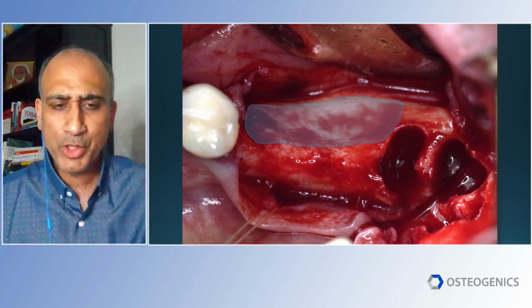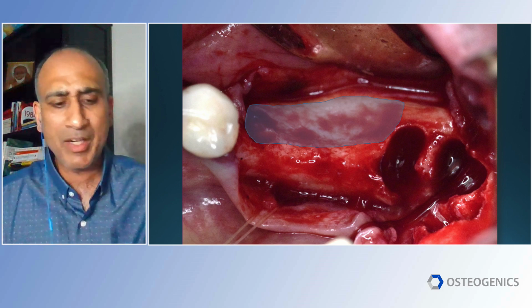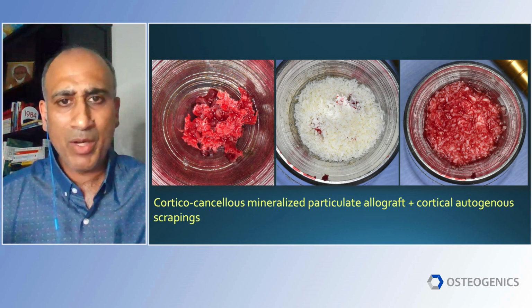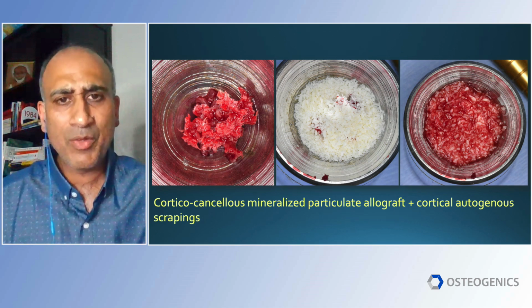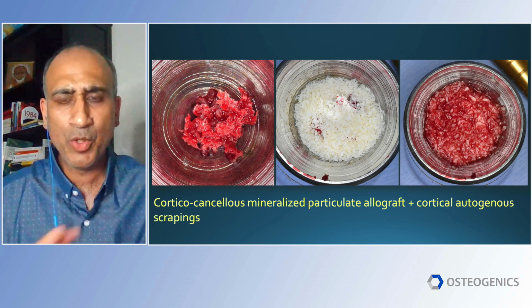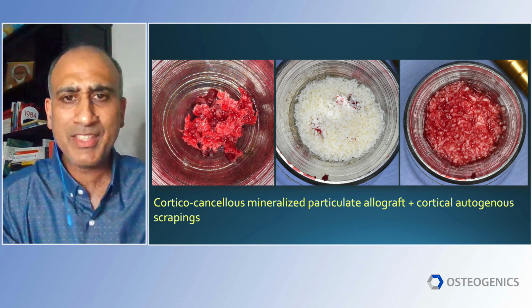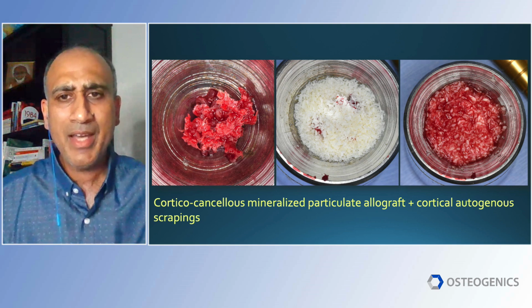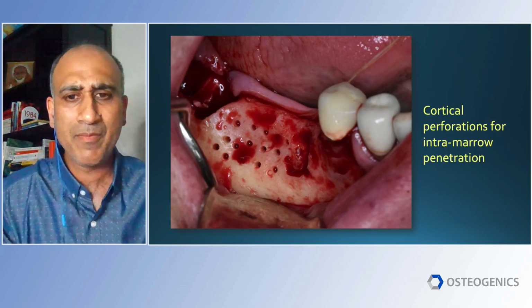So we'll do some horizontal GBR, and at the same time, we'll do a socket preservation of that distal abutment as well. Once again, I take my corticocancellous particulate allograft with my bone scrapings and mix this all together. Okay, so this is no different than what I showed you in my previous step-by-step case. What I'm showing you, I do the exact same thing every single time.